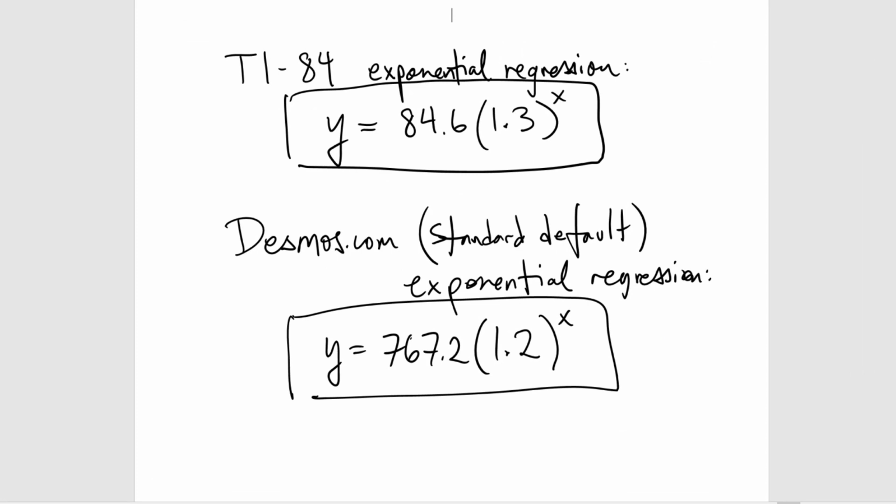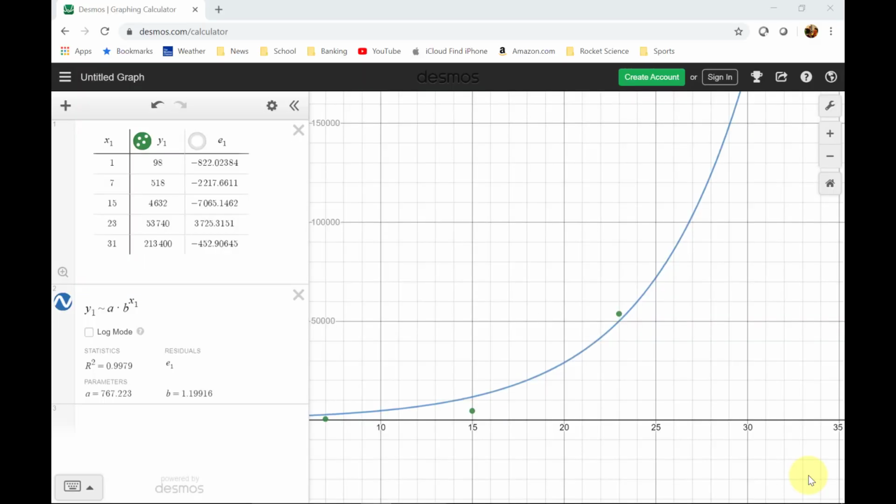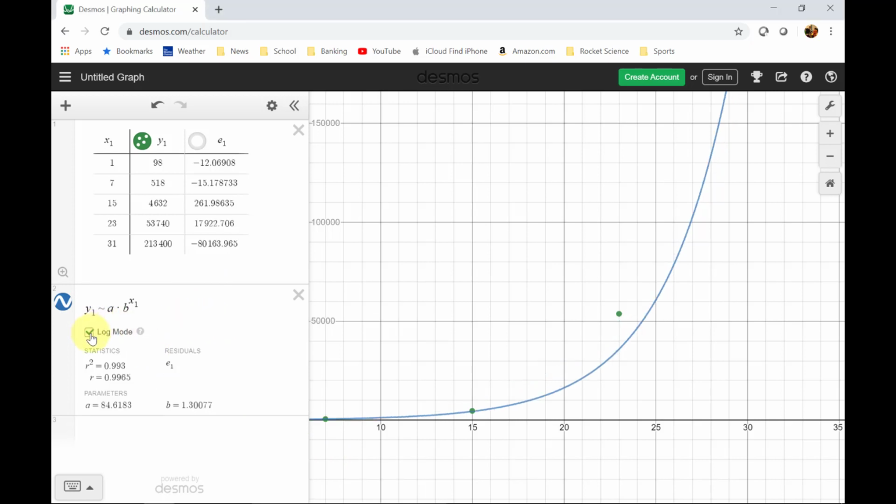Okay, so comparing the two different models, the one from the TI-84, we had an initial value 84.6 and a growth factor of 1.3, which means 30% growth per day. And on Desmos.com, with the standard default exponential regression that it produces initially, we have an initial value 767.2 with about 20% growth per day, or a growth factor of 1.2. And Desmos is really pretty versatile because it gives us the option for either of those two models.